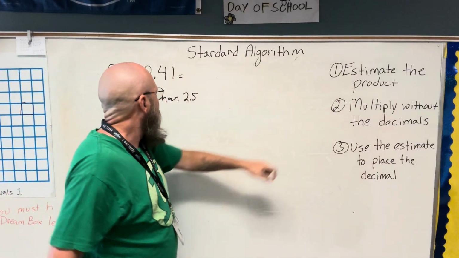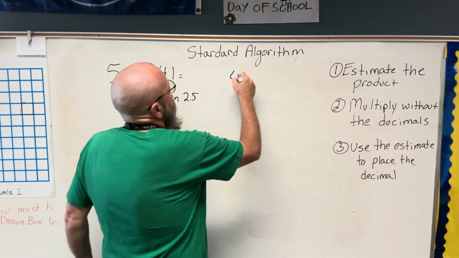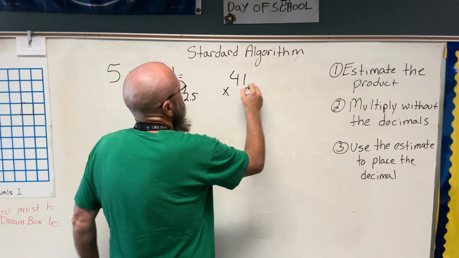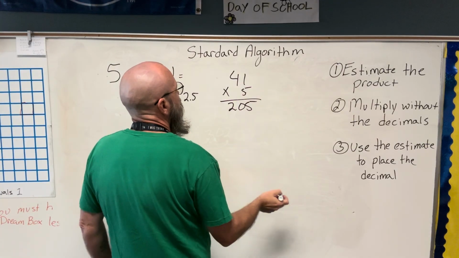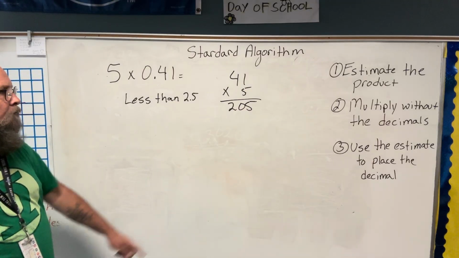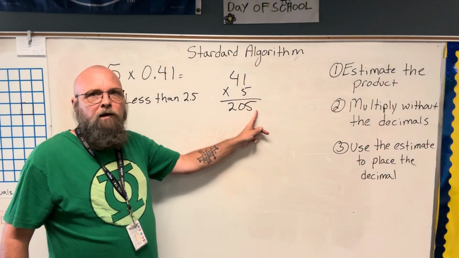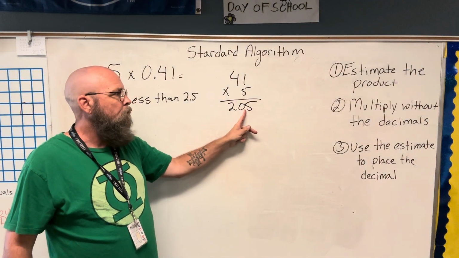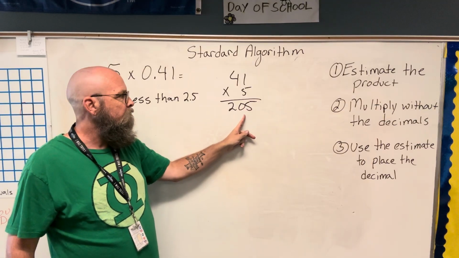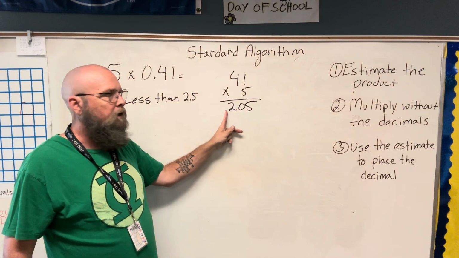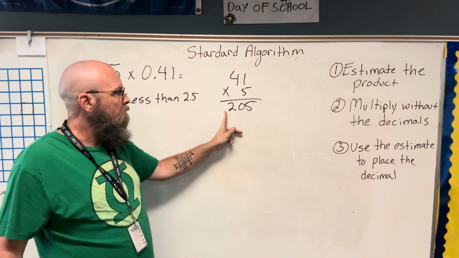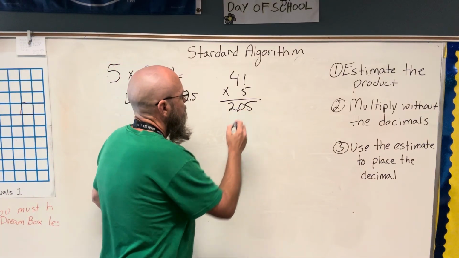I multiply without the decimals. So then I have 41 times 5. It's 205. If I put my decimal point here, it's 205. If I put it here, it's 20 and 5/10. If I put it here, it's 2 and 5/100. If I put it here, it's less than 1. So obviously, it has to go there.